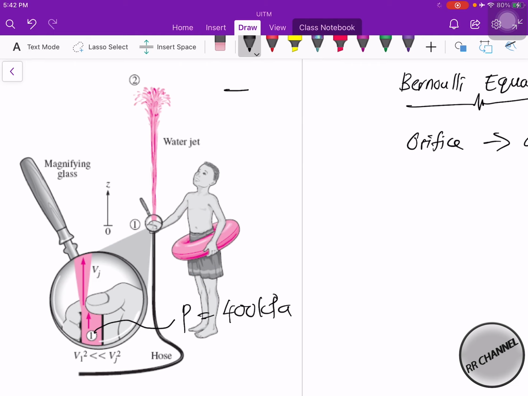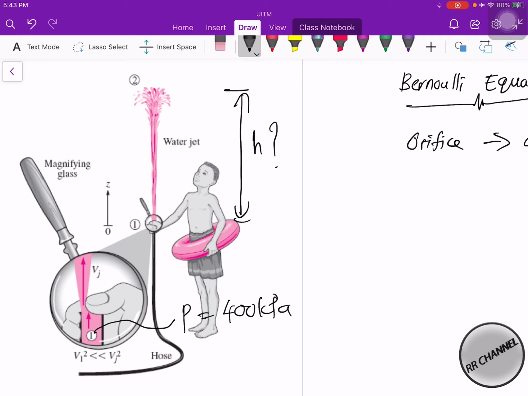So we need to find the distance here, which is h. Due to the loss of energy from point 1 to point 2, the flow will stop at point 2 due to gravity. So how do we get the value of h? Here we need to make some assumptions based on the Bernoulli equation.